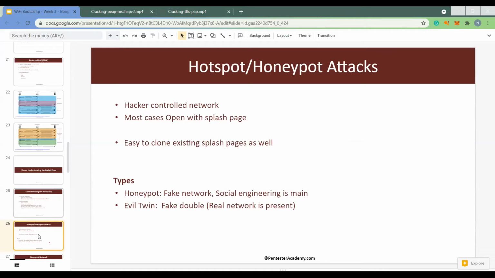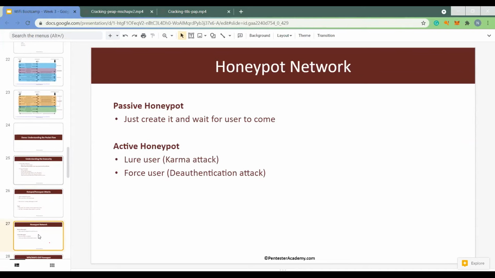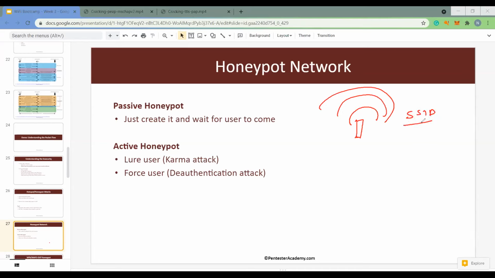So set up a honeypot, then make the client connect to this honeypot, and then use your fake AAA server to connect with it. Now we can create a passive honeypot, or we can create an active honeypot. It totally depends on how we want to do this. And what is the difference here? When we talk about a passive honeypot, it is a network in which you have defined the SSID and the security scheme. For this example, we have defined the enterprise security scheme, and we are using, say, PEAP with MS-CHAPv2, right?